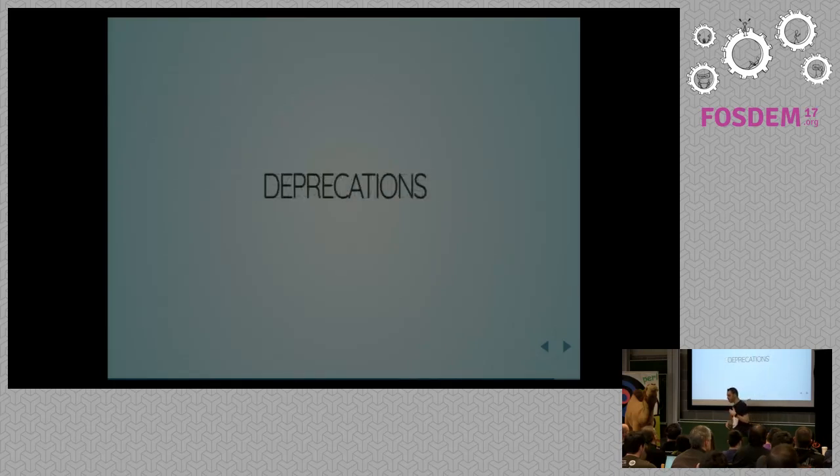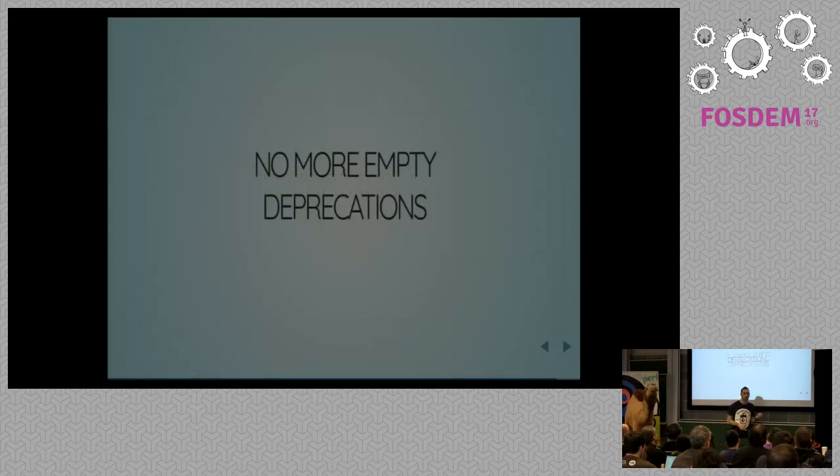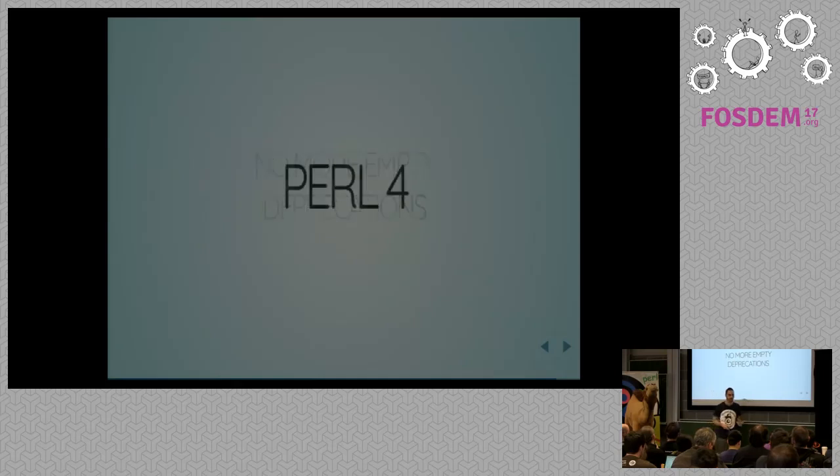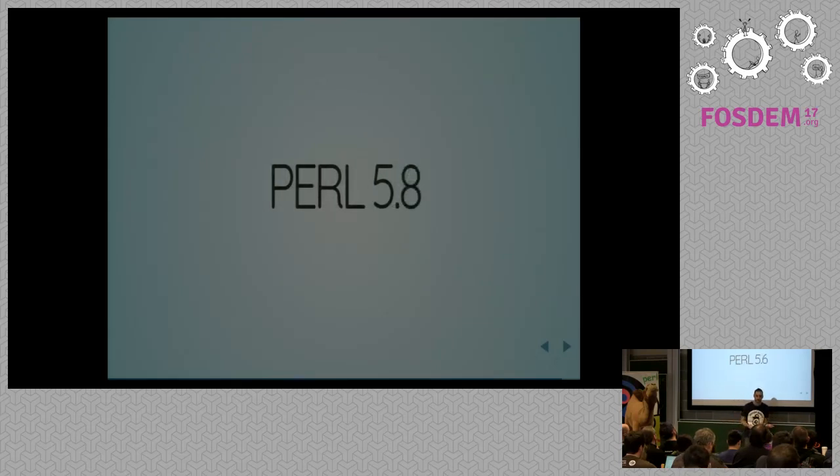I mean, it's annoying. We're going to introduce deprecations. Specifically, we've introduced that there are no more empty deprecations. You don't get a warning that says, this has been deprecated. Instead, it says, this has been deprecated and will be removed in this version, so you can coordinate your efforts. And people really don't like deprecations. And I know it's upsetting, but think about this for a second. When did Perl 4 come out? 1991. Perl 5 came out in 1994. That was 23 years ago. 5.6 in 2000.